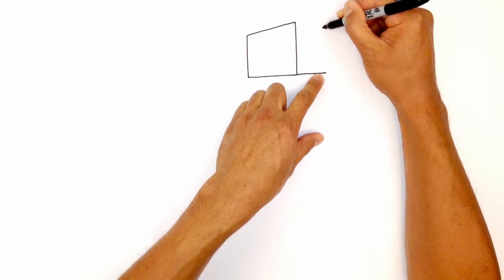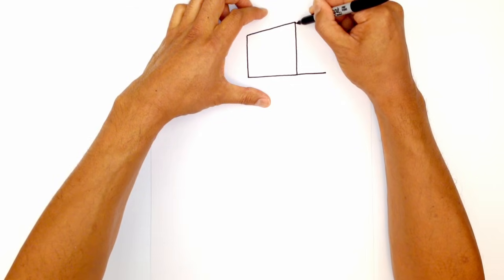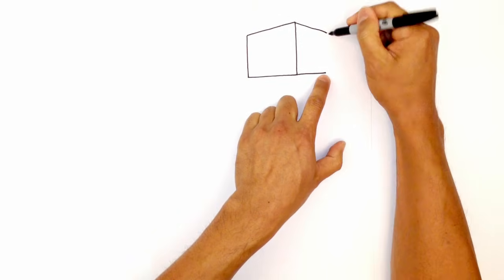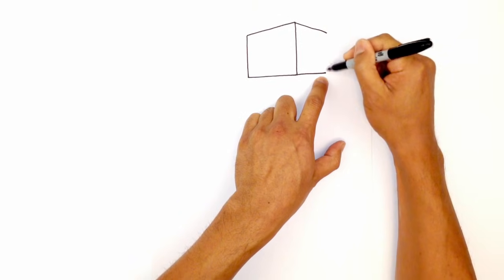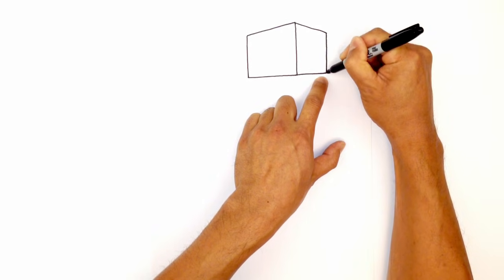I'm going to come down at an angle similar to this angle here, but flipped over. So starting up here, come down at an angle like that. And I want to make sure that this line is the same length going out as the one on the bottom. I'm going to pull a line straight down here.